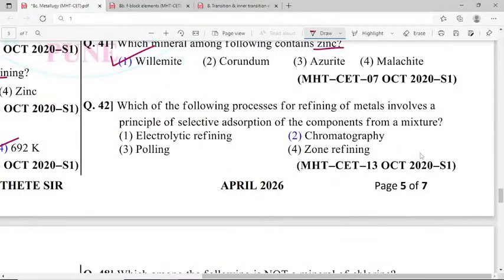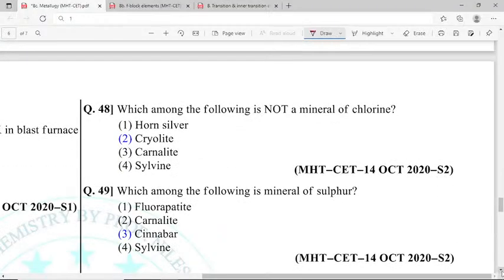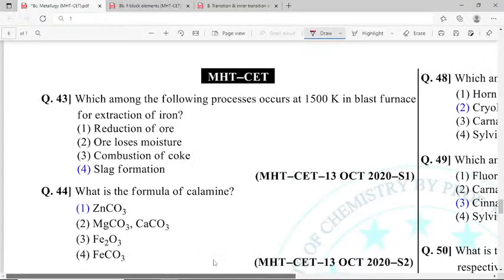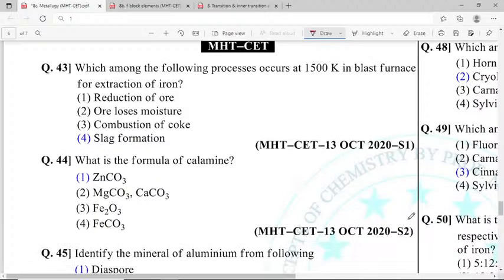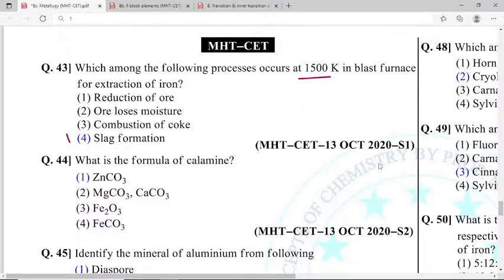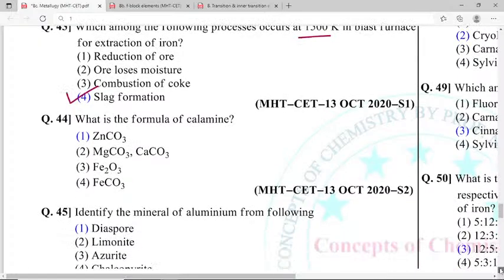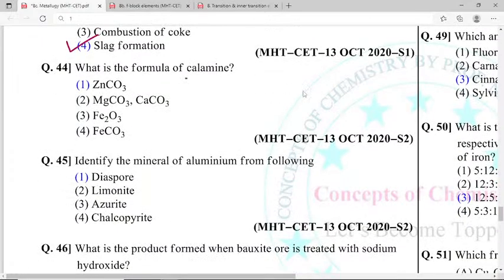Which of the following process for refining of metal involves the principle of selective adsorption of the component from the mixture? Chromatography is the technique actually. Which among the following process occur at 1500 Kelvin in blast furnace? Slag formation. What is the formula of calamine, zinc carbonate? IMP question 2026.